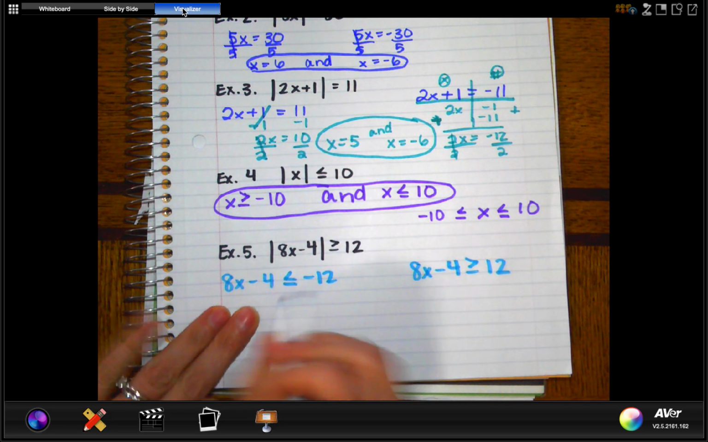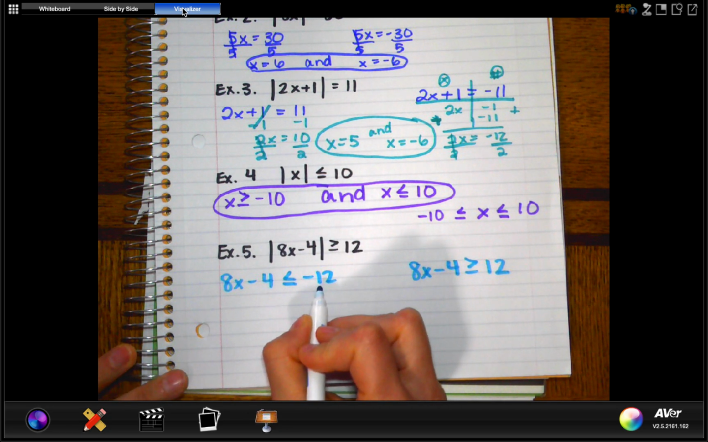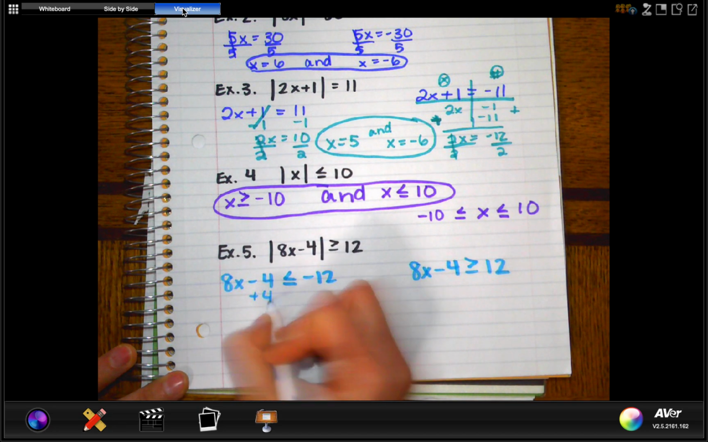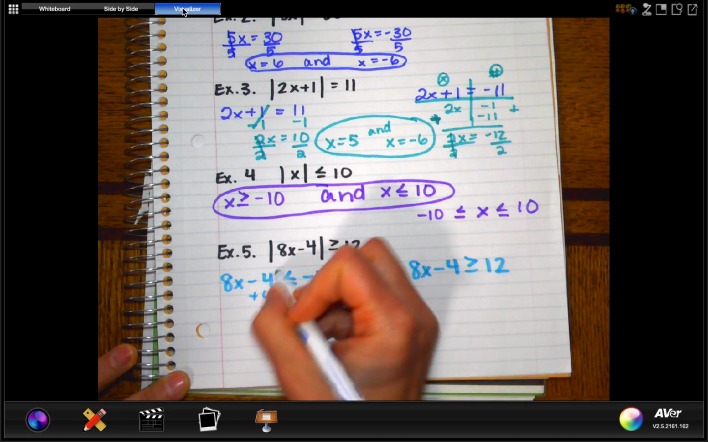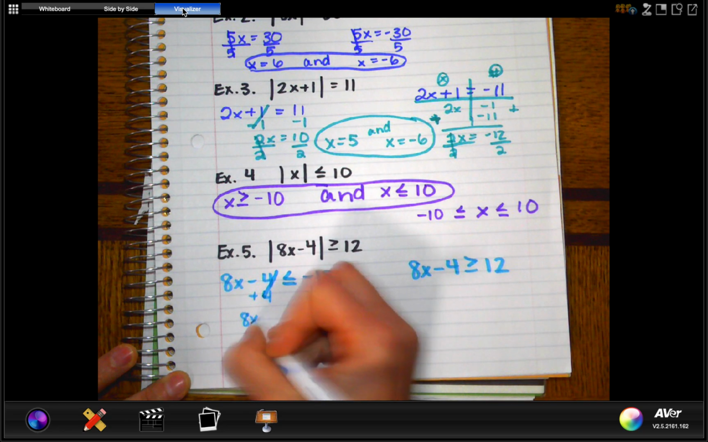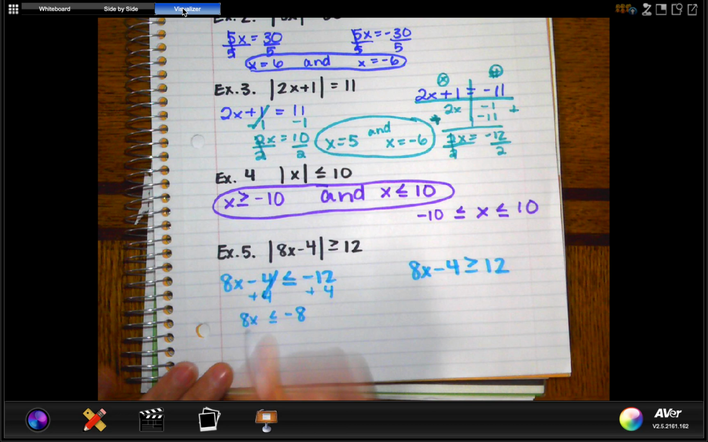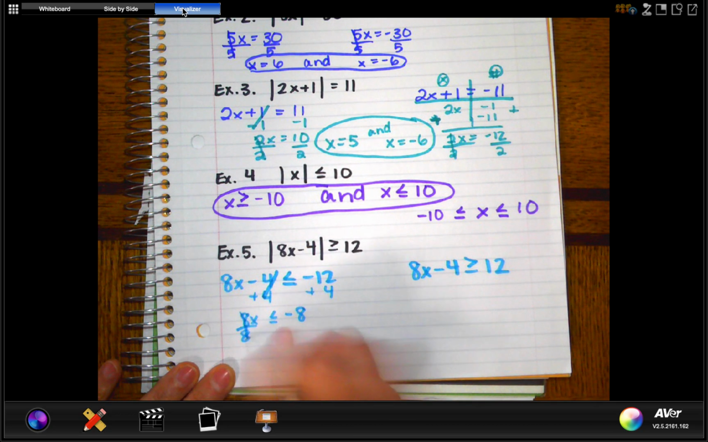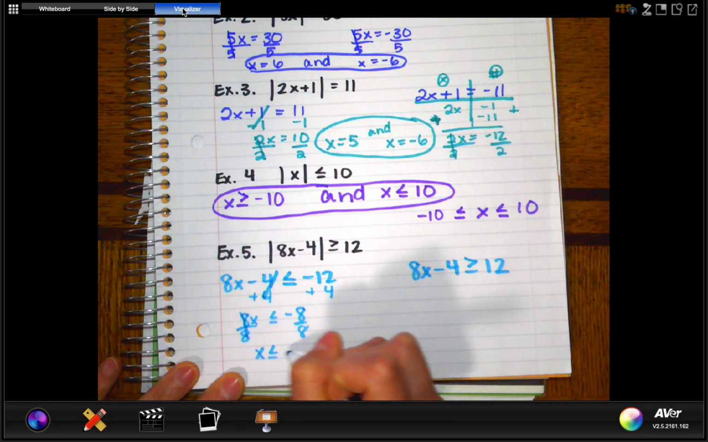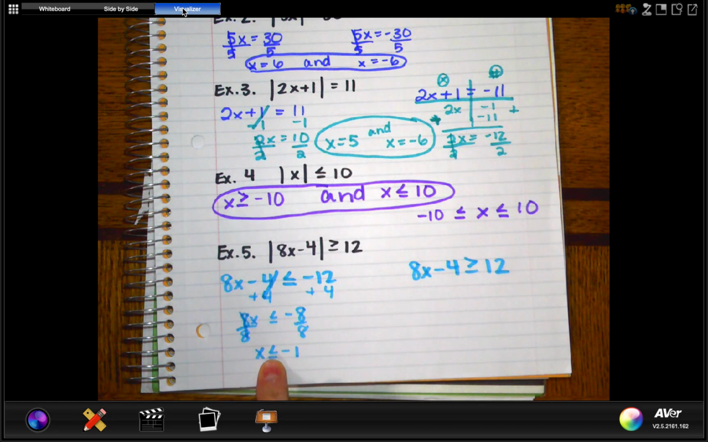So again, I'm going to use shooter over here. Negative 12 is safe. So I start by adding 4 to each side. So then I get 8x is less than or equal to negative 8. And then I'm going to divide this 8 out. So I get x is less than or equal to negative 1. Notice I didn't reflip the inequality because I divided by a positive 8. So that's one of our limits. That's our lower limit.